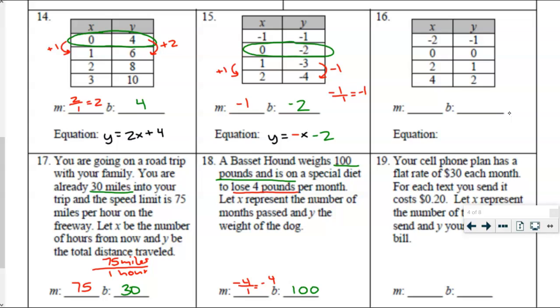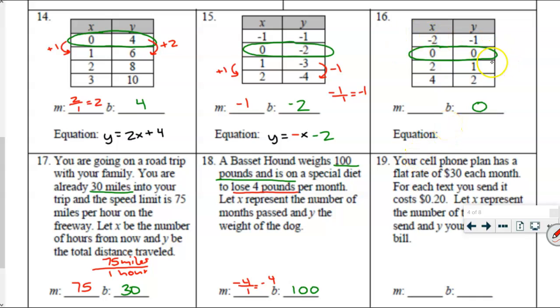When I'm looking for the y-intercept, I'm looking in a table for when the x value is 0. And when the x value is 0, the y value is also 0. So for this particular problem, the y-intercept, that b value, is 0.